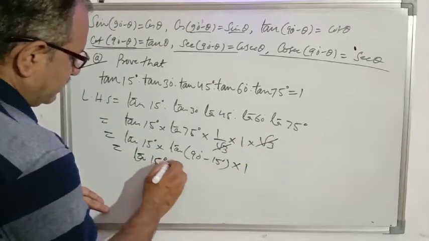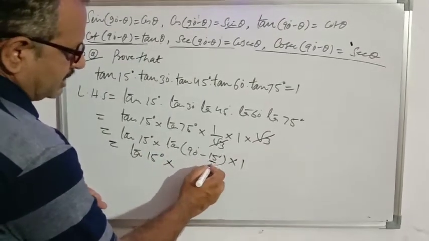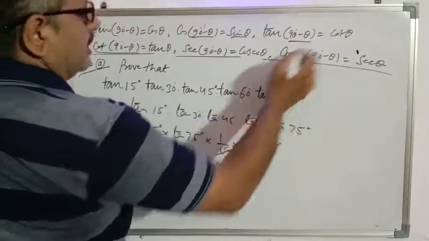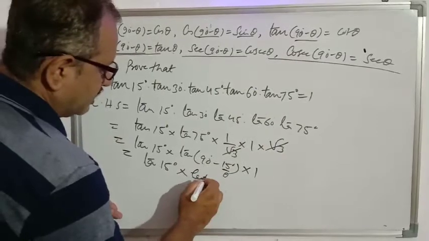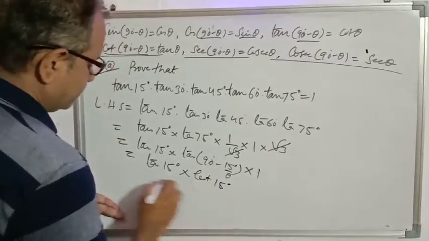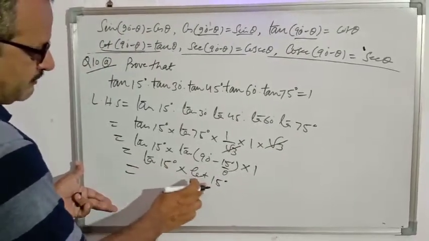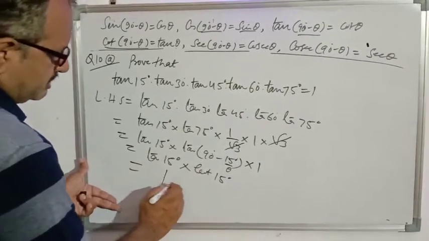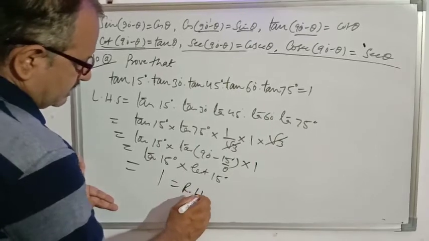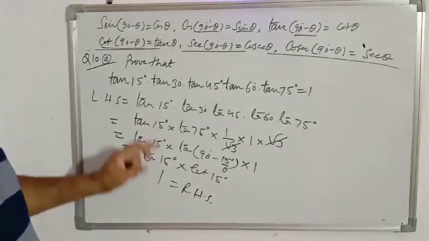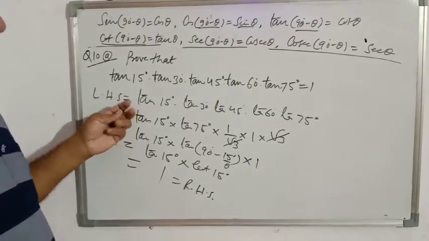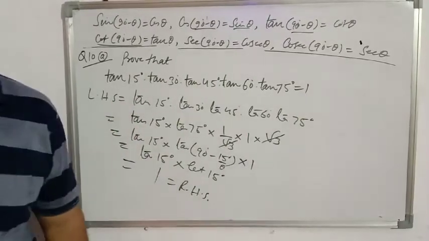Tan 15 degree, tan 90 minus theta, this is theta. Tan 90 minus theta is cot theta, so it will be cot 15. We know that product of tan and cot is 1. Tan 15 into cot 15 is 1. So right hand side. This is question number 10th A. We will take 2 more questions and then I will finish this exercise.